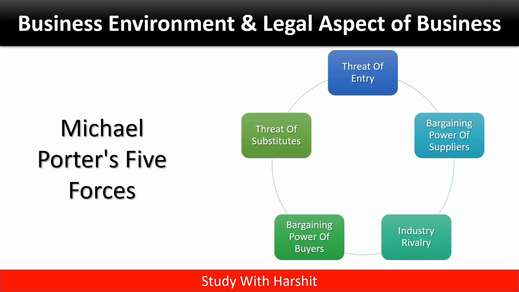Porter's five forces: threat of entry, bargaining power of supplier, industry rivalry, bargaining power of buyer, threat of substitutes. These are the five forces of Michael Porter's five forces.